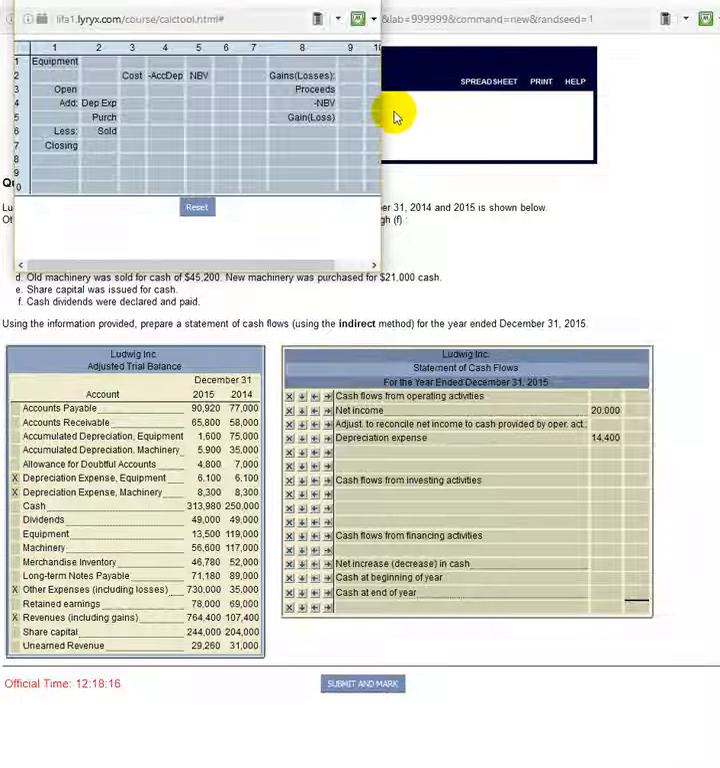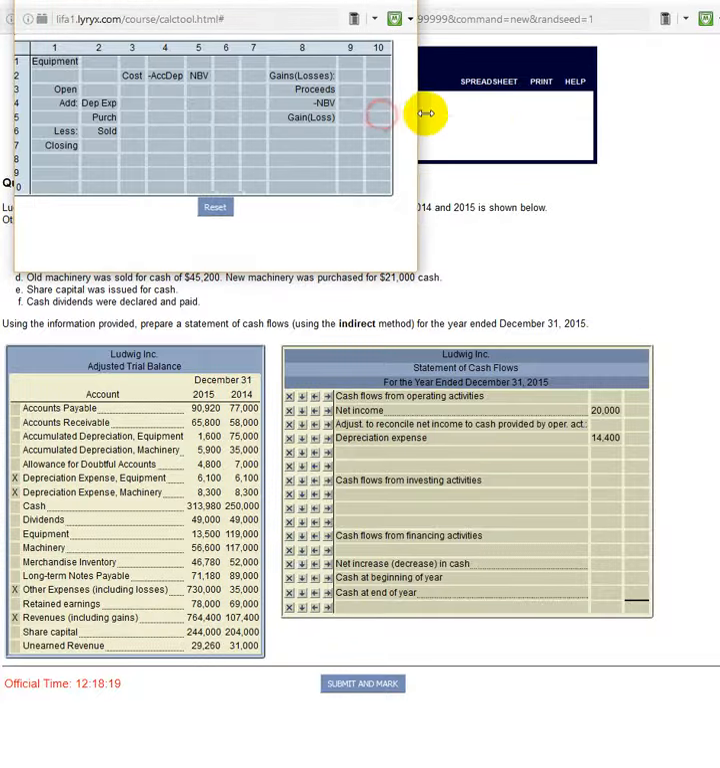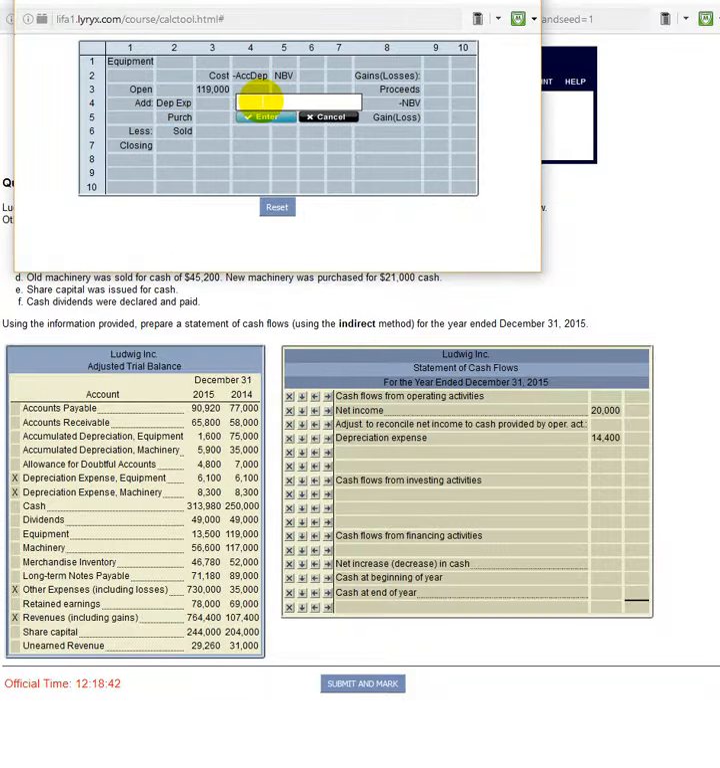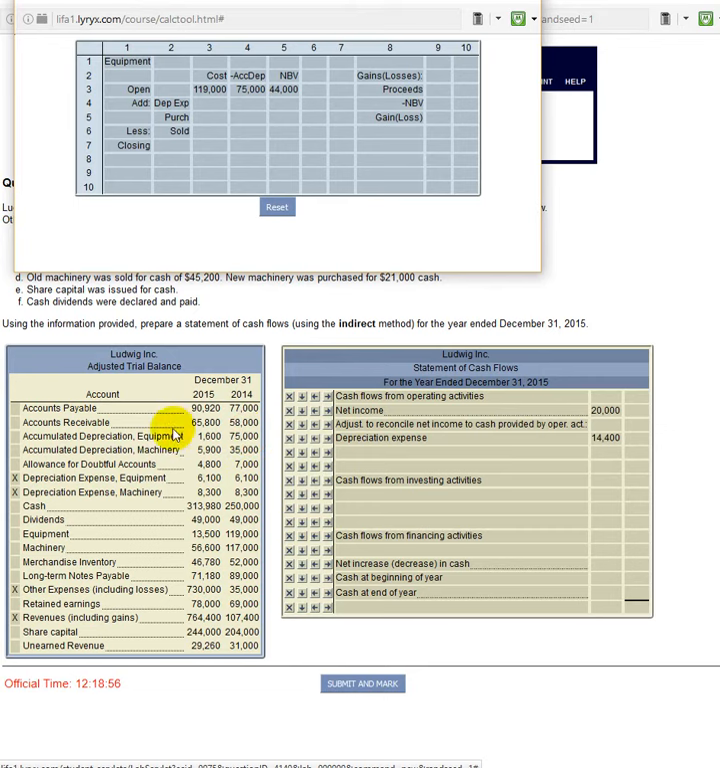For some reason, we're kind of being squeezed here a little, so let's make that a little bigger so we can see the whole thing. Now, some of these numbers come straight from the trial balance. So we have an opening balance in the cost of equipment. That would be the 119,000. So we can put 119,000 here. And now we need the accumulated depreciation opening number, which is for equipment $75,000. So 75,000. And that means that the net book value is the difference between those two, 44,000.